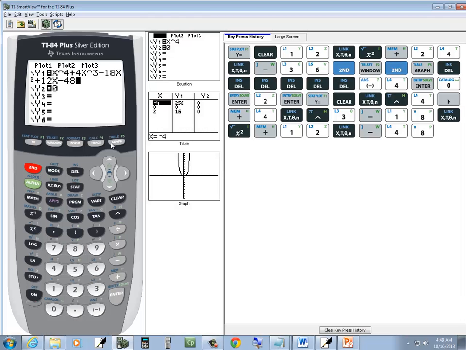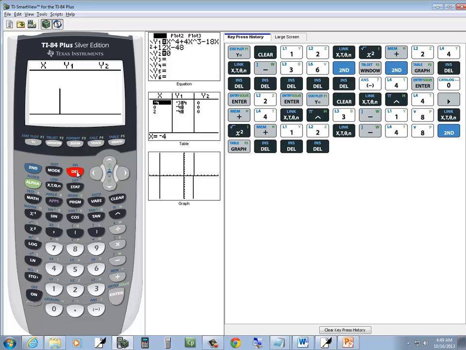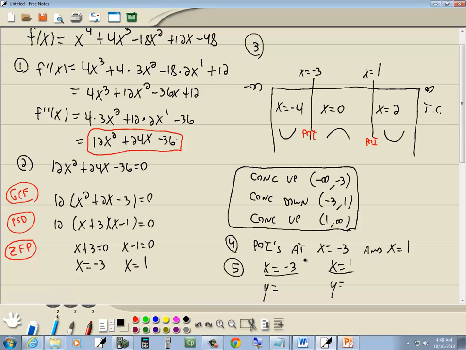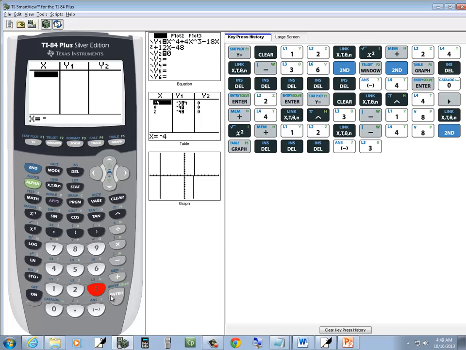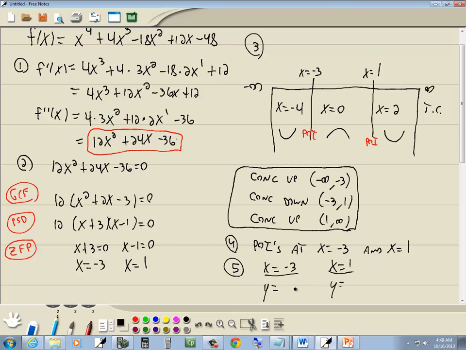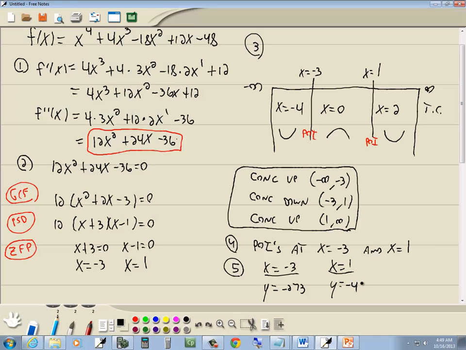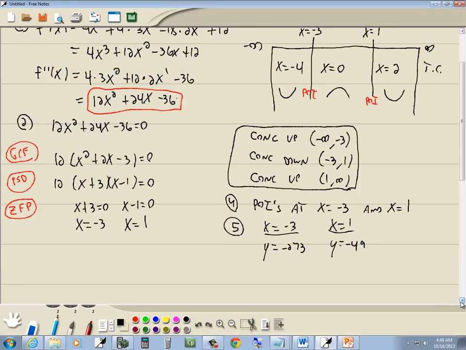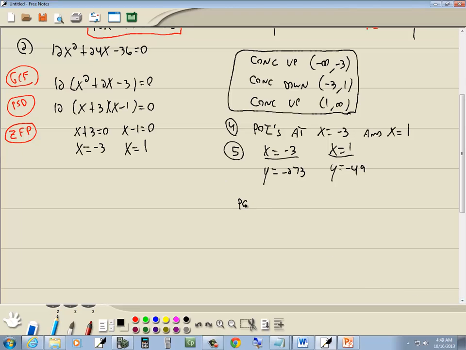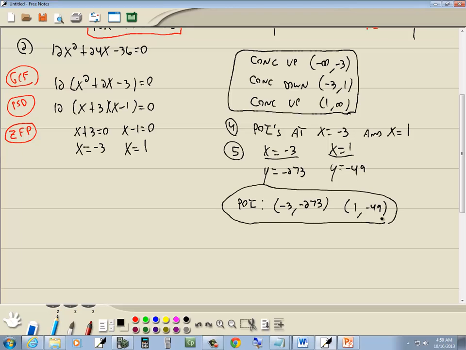Then I go back to my table, so I do second graph. I'm going to delete to clean those out, and we'll put in -3 and 1. So -3 enter, 1 enter. -3 gave us -273, and 1 gave us -49. So our POIs, first one is -3, -273. And the second one is 1, -49. And those are our answers.